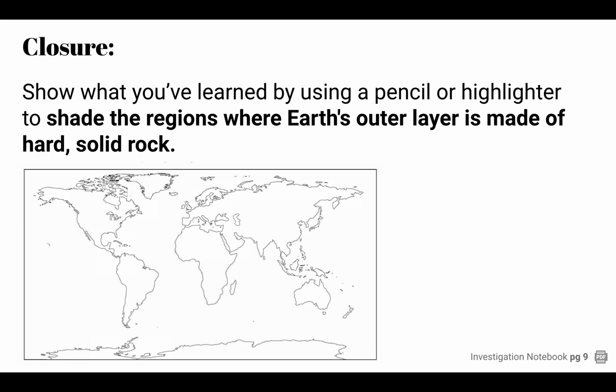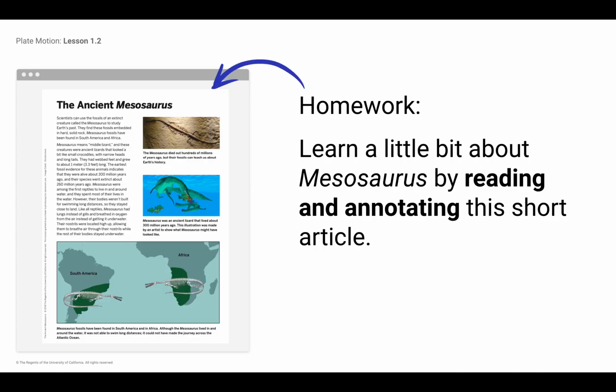Your homework assignment is to read and annotate this very short article about Mesosaurus. It just gives you some good background information that I want you guys to consider so that we can bring it up in our class discussion tomorrow.